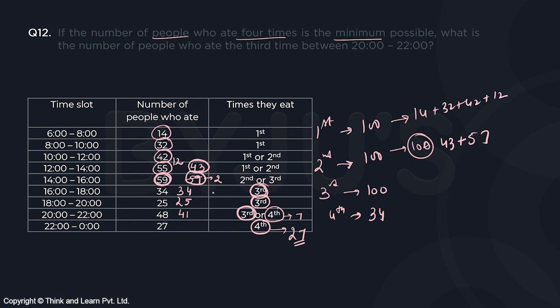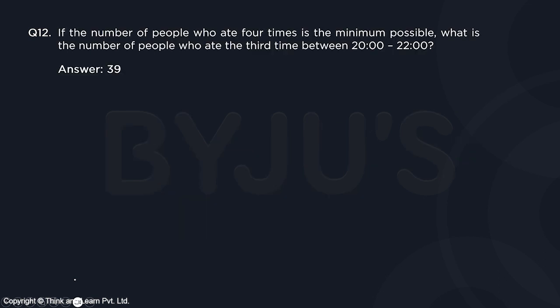And out of these 59, when 57 people eat for the second time, these 2 people will eat for the third time. These 34 will eat for the third time. These 25 will eat for the third time. So now I have to further decrease it by 2 to make it 100. So here 39 would be there, and that makes this as 9. So the question is, what is the number of people who ate the third time between 20 and 22? My answer is 39. So for question number 12, that is the right answer for us.